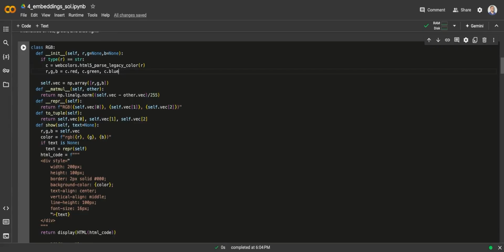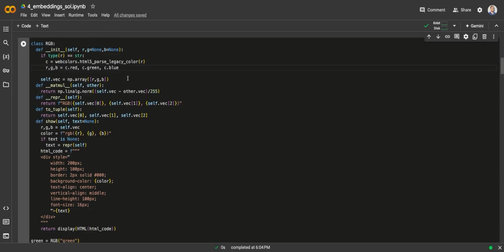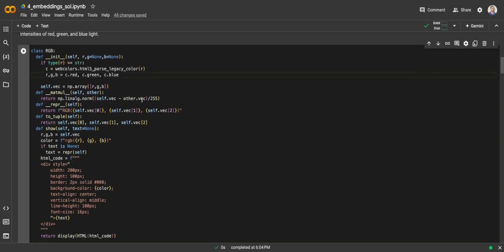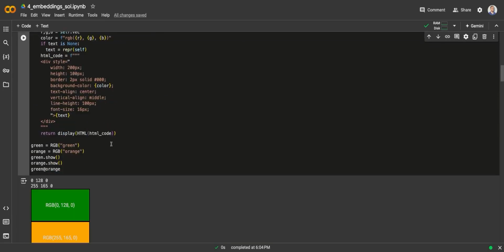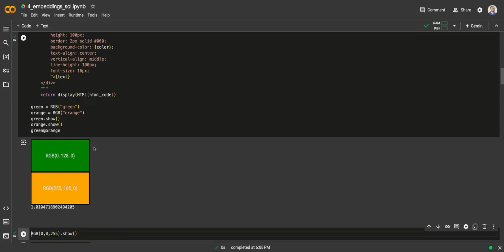In this demonstration, we are going to try and embed color in 3 different spaces. The first space would be the RGB, red, green, blue space, and this is the representation most commonly used in computer displays. This is a helper class that I wrote. For example, this is the representation for the green color and the orange color.